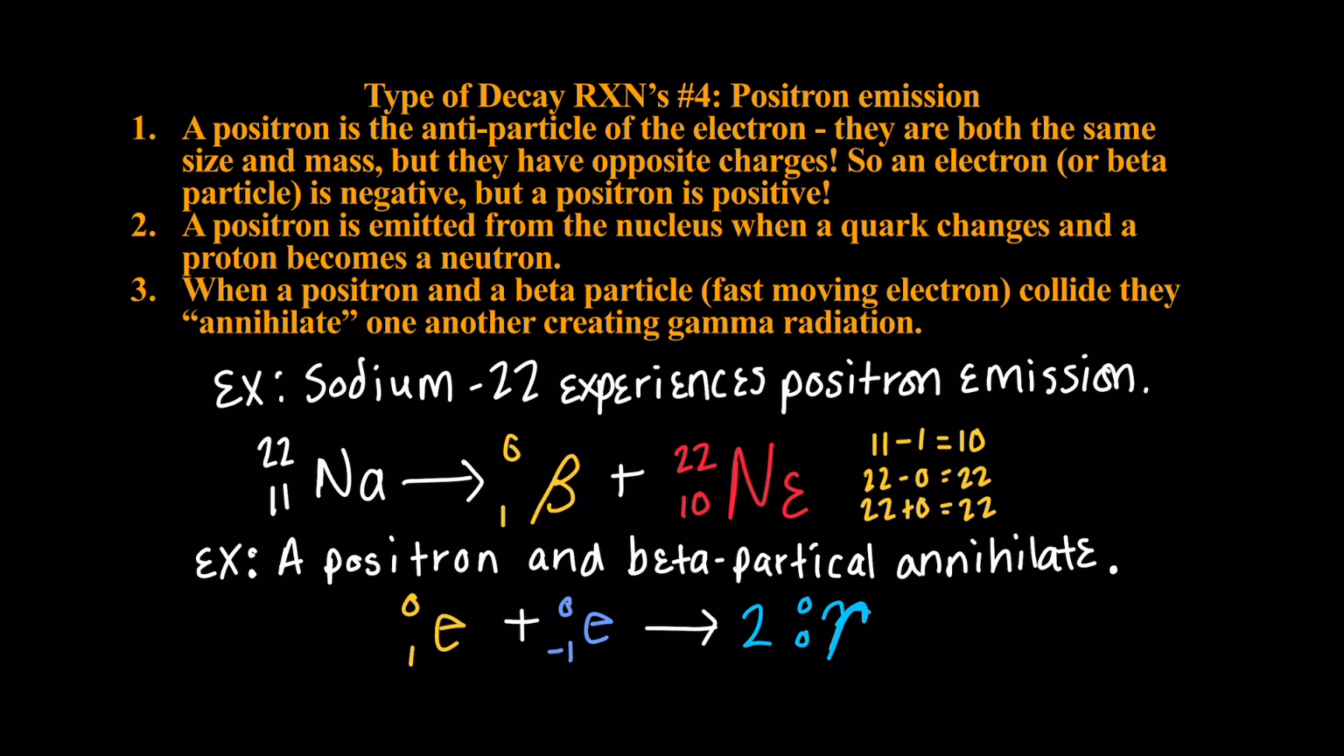When we talked about annihilation, we discussed how a positron and a beta particle annihilate one another and produce two gamma rays.